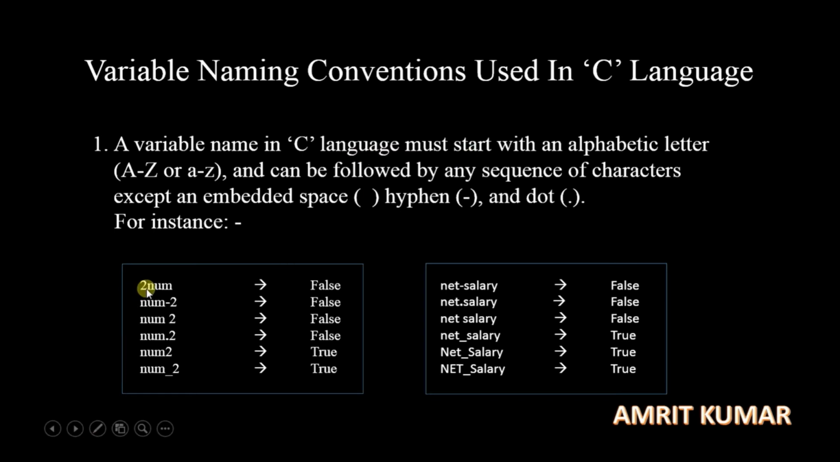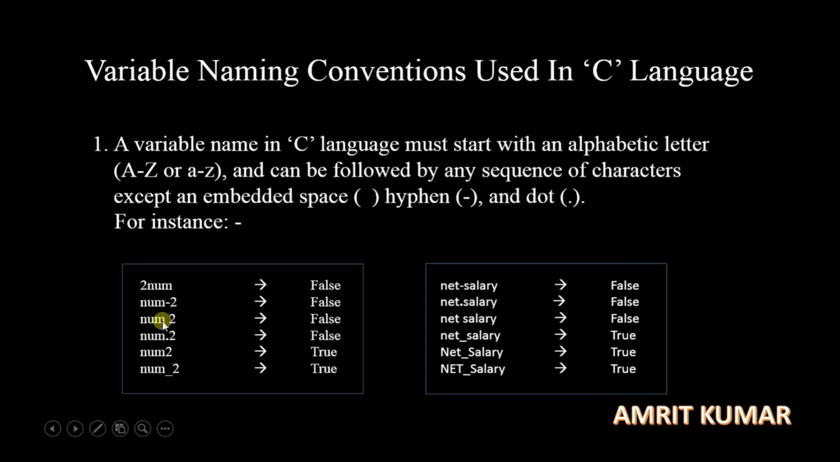So here it is not starting with an alphabet, therefore its variable name is incorrect. That is false. That is not the way of writing a variable name. Now here you are saying num, this is an alphabet letter, and you are seeing here a hyphen. Therefore it is also not going to make a variable. So this is also a wrong variable. The naming convention of this variable is wrong.